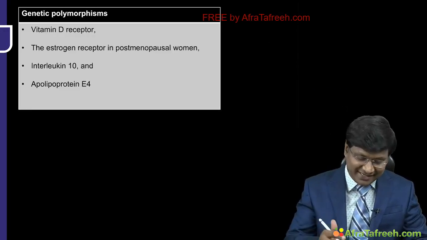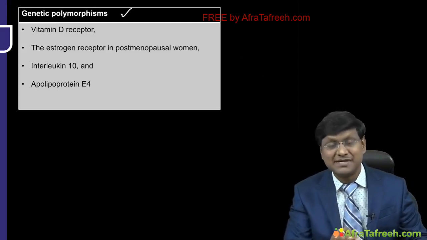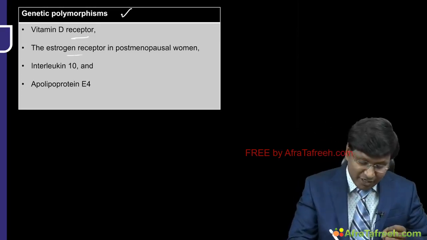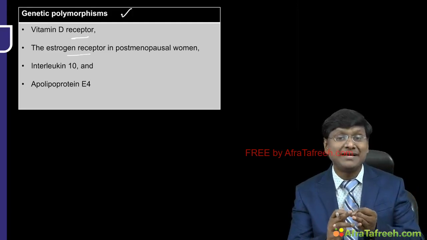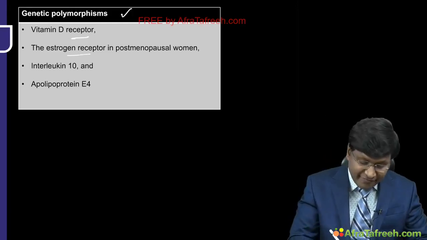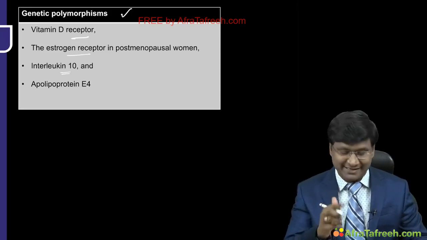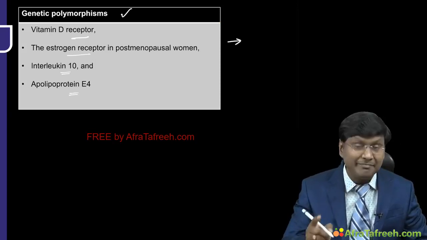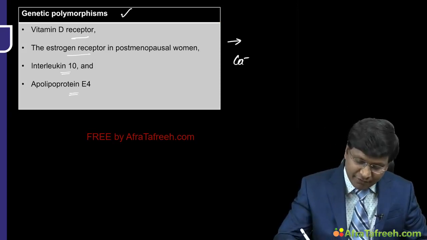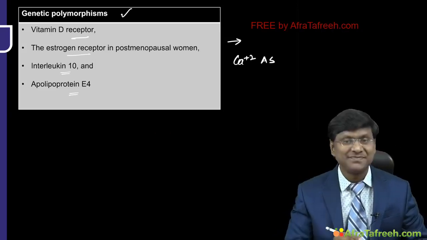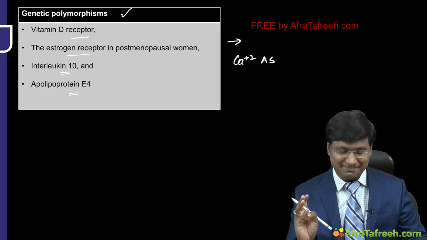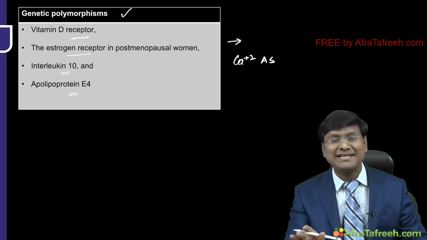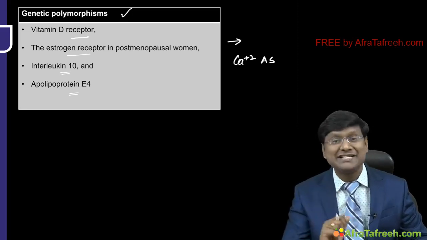Another mechanism is genetic polymorphisms. Genetic polymorphisms involving vitamin D receptors, genetic polymorphisms involving the estrogen receptor in postmenopausal women, then inflammatory cytokines like interleukin 10, as well as apolipoprotein E4. All these have been linked to the development of calcific aortic stenosis.